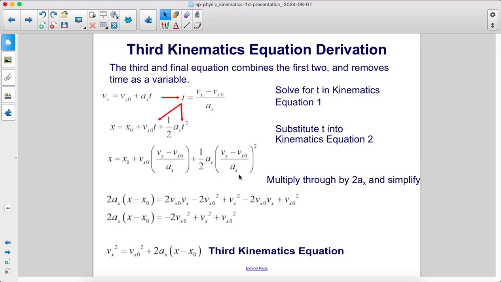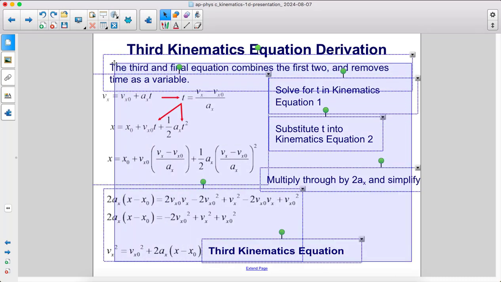To get rid of that denominator, they multiplied every term by 2ax, 2a. The x just shows that it's in the same dimension as the velocities. Then they combine like terms, rearrange to solve for v squared, and we get the third kinematics equation. v squared equals v naught squared plus 2a delta x, change in x.